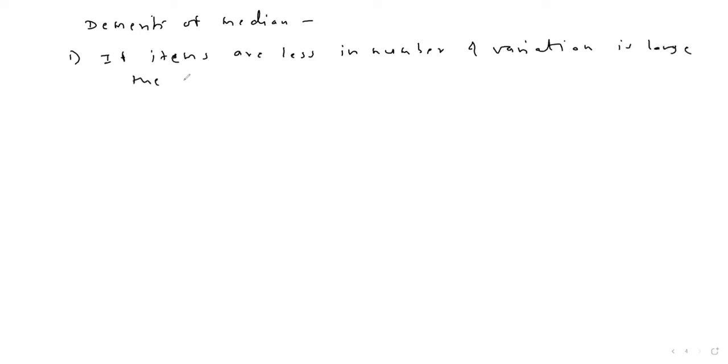So first demerit is, it is not representative if items are few and variation is wide. So if the items are less in number and variation is large, then median is not a good representative of the data.